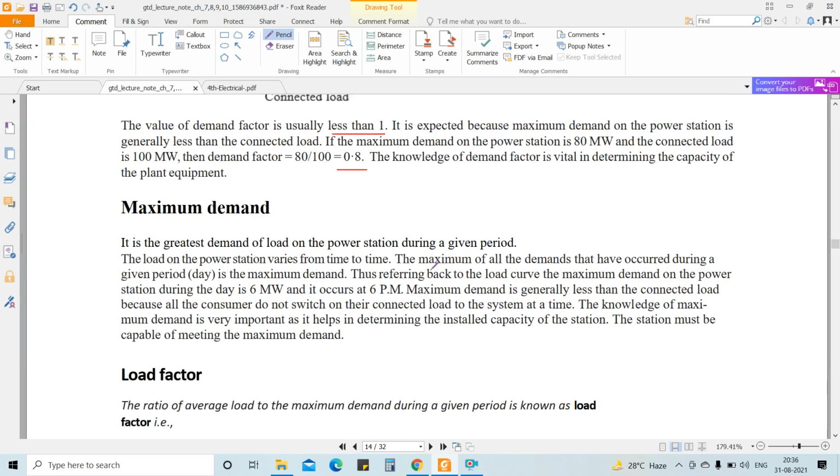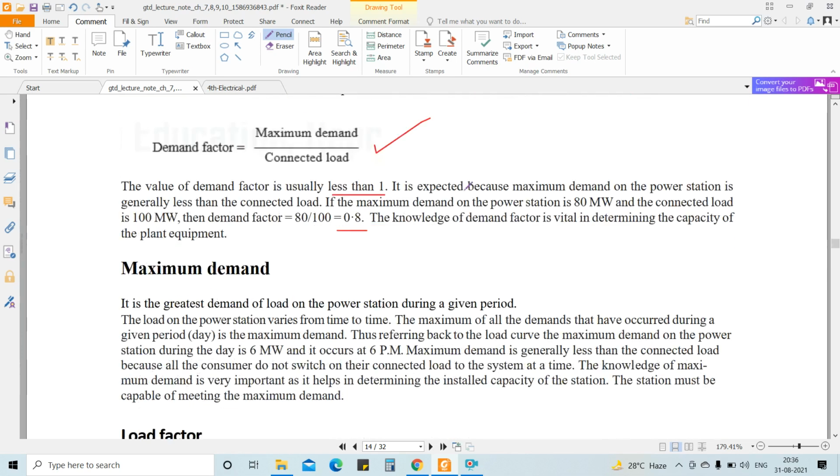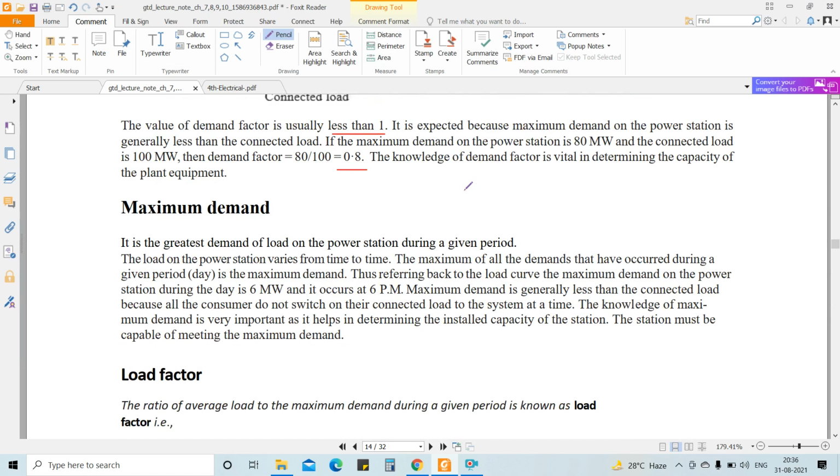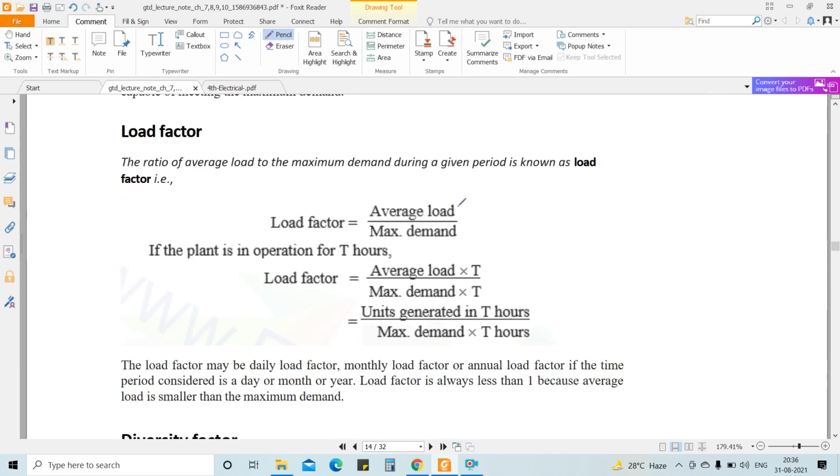Okay, so in this load curve, this is the maximum demand of a particular day, because here it is a 24-hour load curve. In this 24-hour period, the load curve is highest here, so this represents maximum demand. So maximum demand, you understood, is the greatest demand of load on the power station during a given period. Then the load factor. Load factor, I told you, is average load divided by maximum demand. This is the formula for load factor.